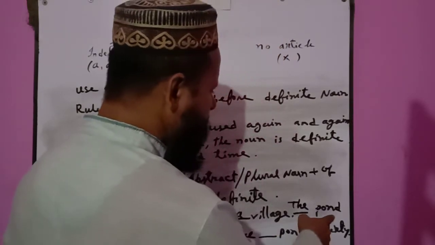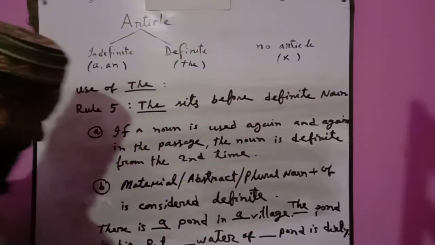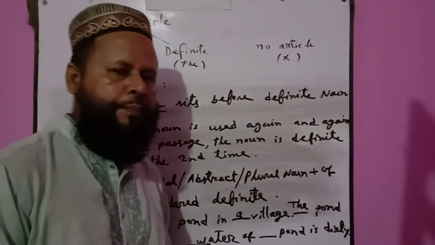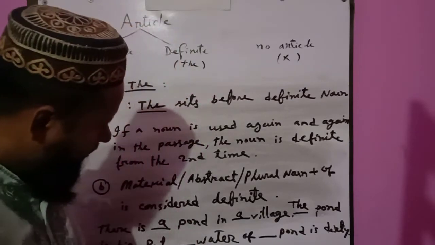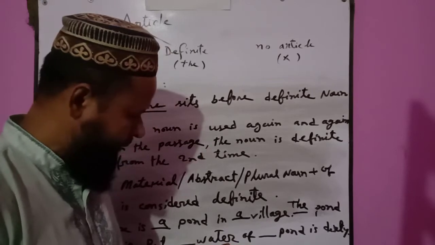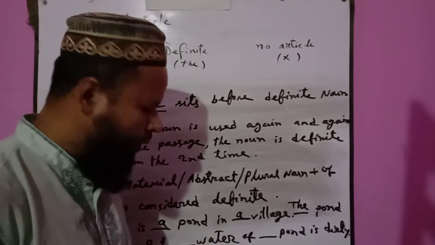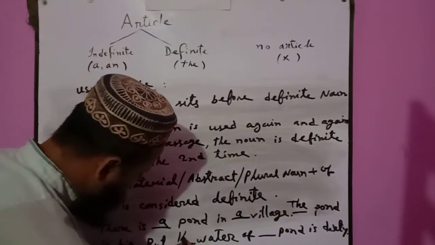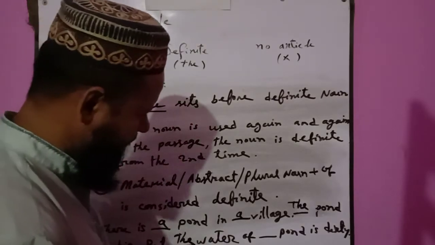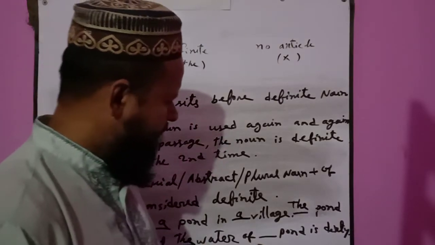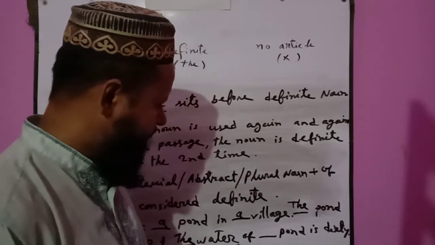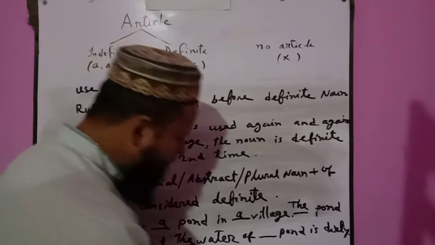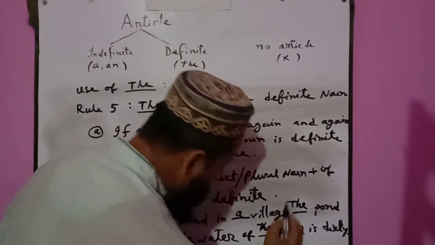We shall use the before pond, definite pond. Then water. Water is a material noun, but there is of after water. So material plus of is definite. So we shall use the before water. Pond comes again in the passage for the third time, so it is also definite. So we should use the before definite noun.